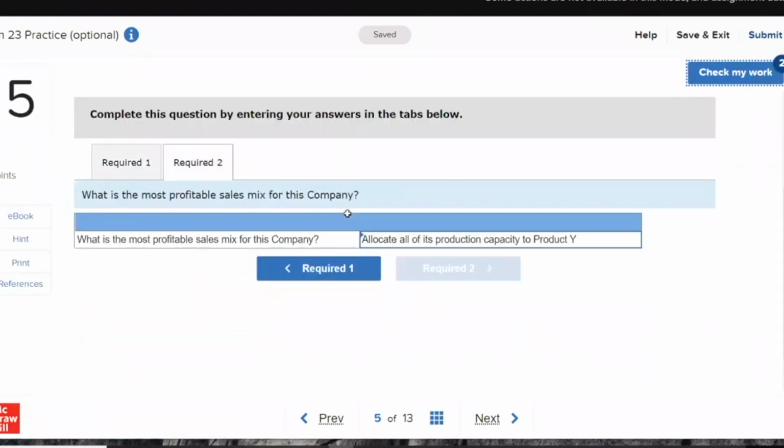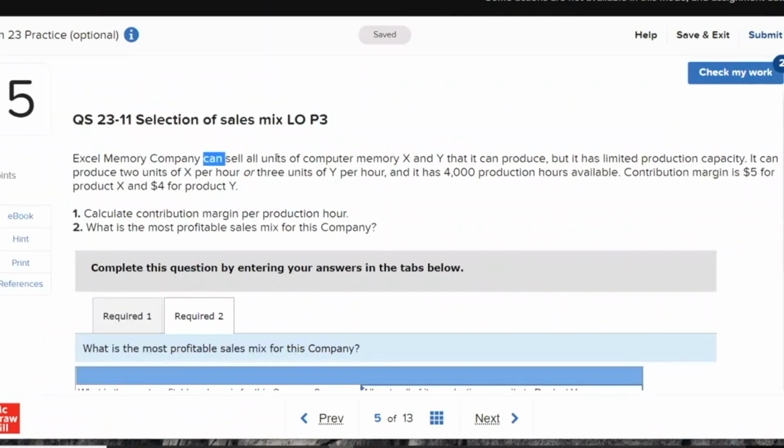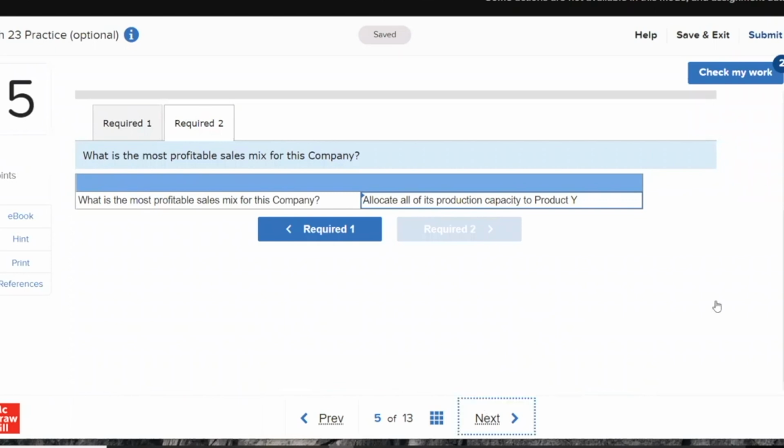Because it says right here, right? We can sell all units that we produce. So even if we make all Y, we're still gonna sell it all. So that tells me that we should just make Y. All right, let's move on.